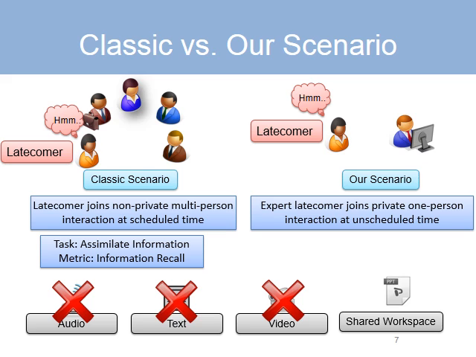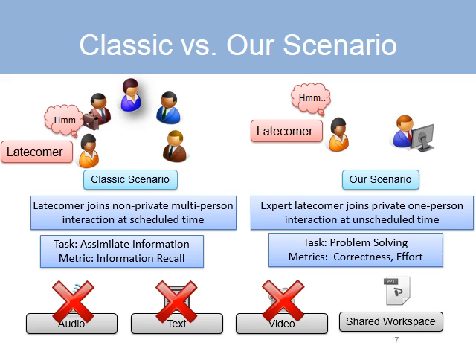The latecomer's task is to assimilate information, so the metric is how much information the person can recall. In the case of our interaction, the latecomer's task is to help solve the problem, and the metrics are how correctly they can solve the problem and how much effort was involved in solving the problem. So the situation is similar but not quite identical.